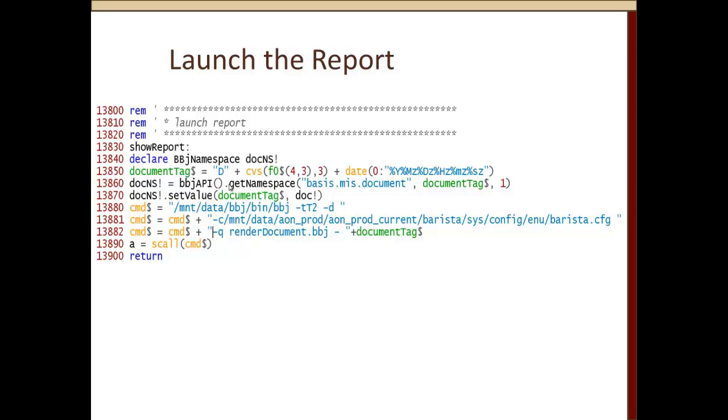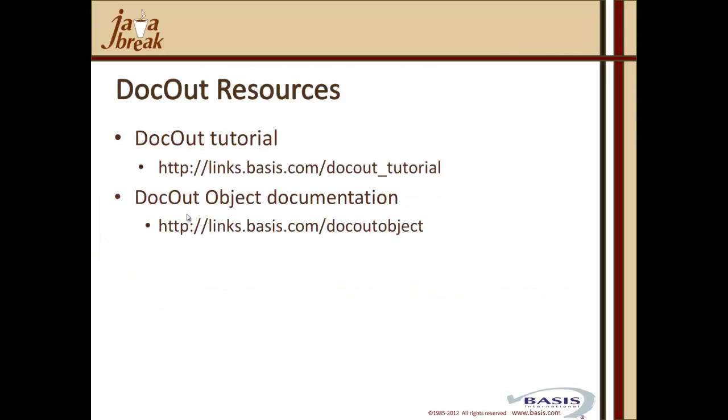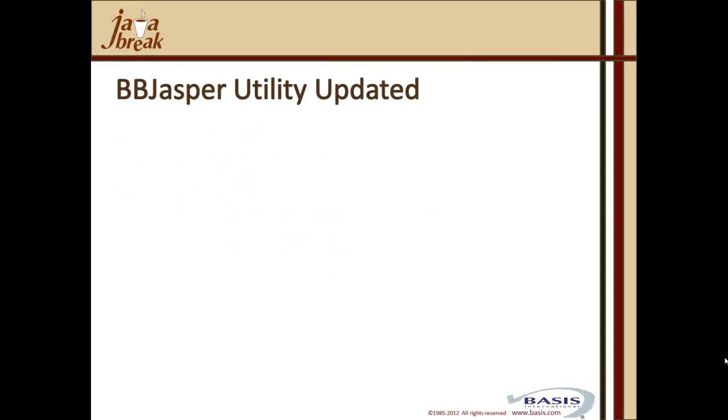In our particular case, we've utilized the ability to populate these values to a namespace, and then we're doing an scall of the render document.bbj. And what does render document.bbj look like? Very straightforward. Again, we get the detail that we need from the namespace, and then we process the document with an error trap. So very straightforward, very easy to do. And we'd encourage you to look at the tutorials, both to retrofit your code, replacing those print at statements, and also the documentation on the DarkArt. So this is where they are. Here the links are.